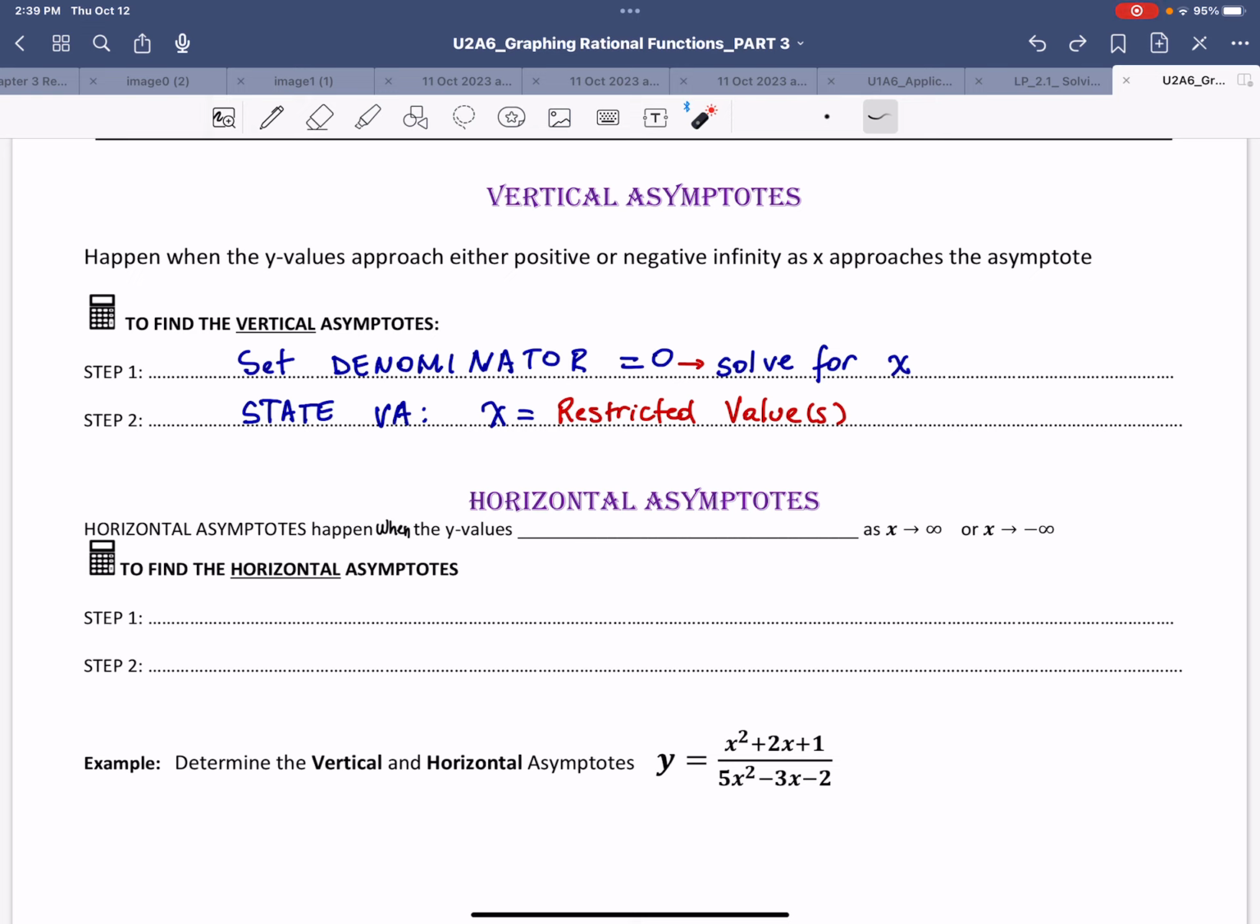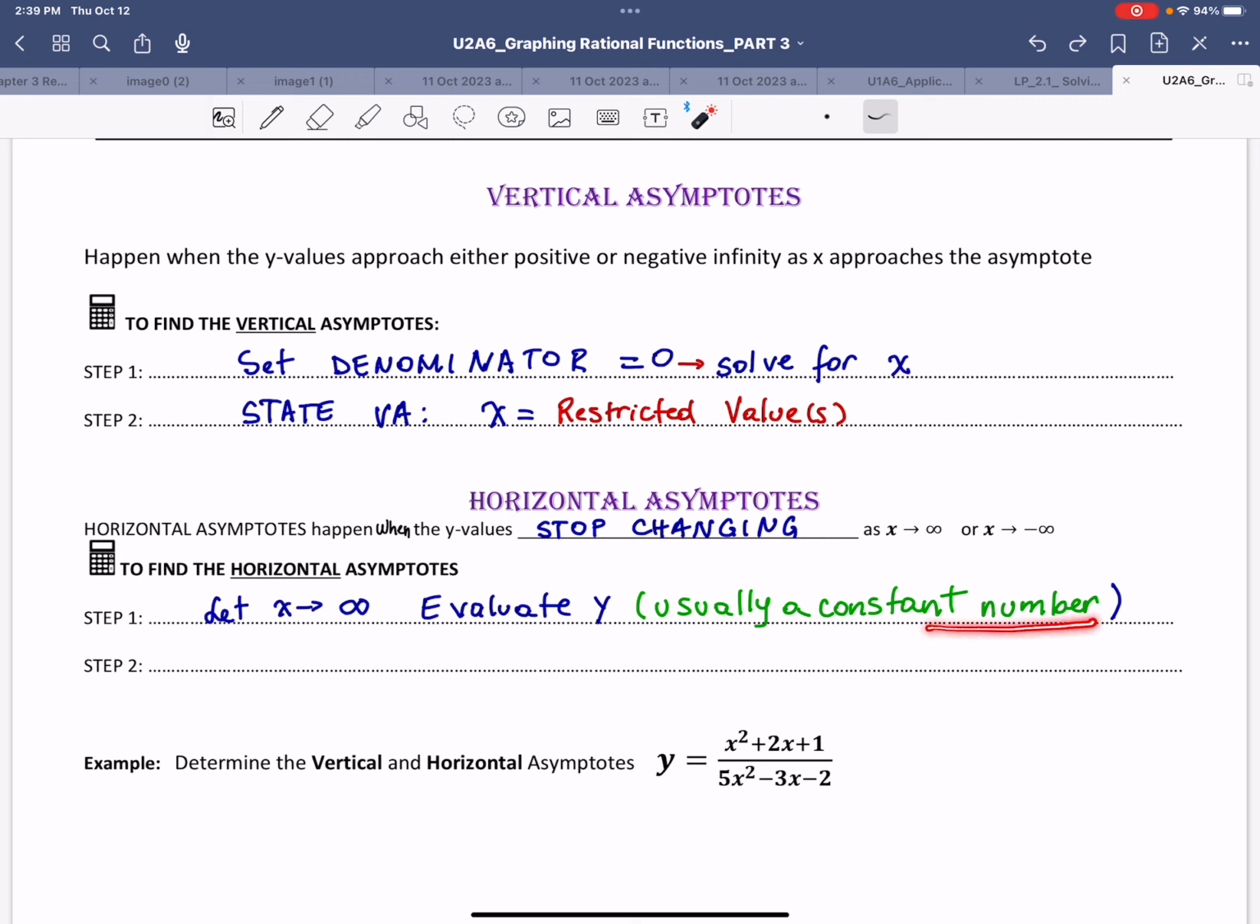Horizontal asymptotes are found when the y values become constant or stop changing as x approaches infinity or negative infinity. So to determine the horizontal asymptotes, we allow x to approach either positive or negative infinity, and we evaluate the values of y. Usually, when a function has a horizontal asymptote, the y values will approach a constant number. And once we figure out the constant number the function is approaching, then we state the horizontal asymptote as y equals that constant number.